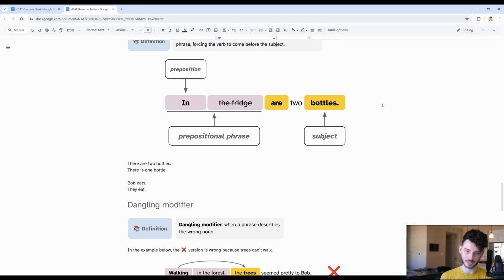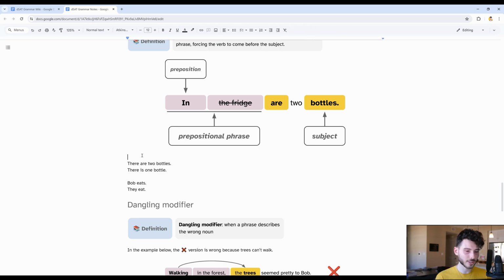You can start with the phrase here, but then the subject can't be fridge because fridge is inside this phrase. The phrase is the pink part. The subject is bottles. It's not 2 because 2 is an adjective saying how many bottles. And then the verb is are, and are is one of the verb confusion verbs. If you're trying to match subject and verb, you might be tempted to say fridge is because fridge is singular. But fridge is not the subject.